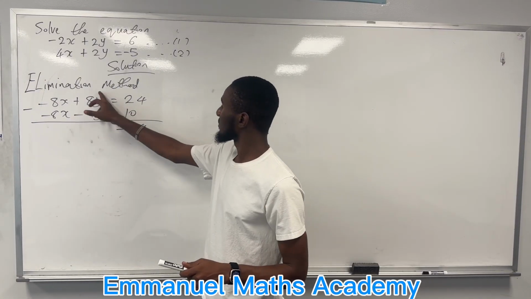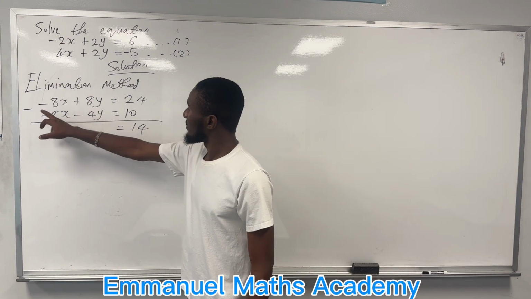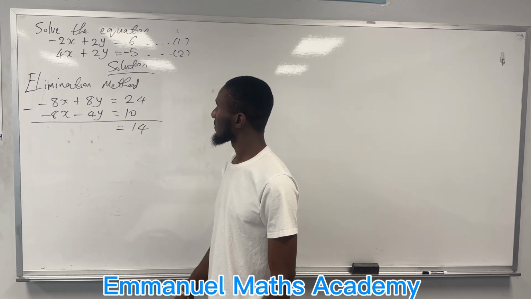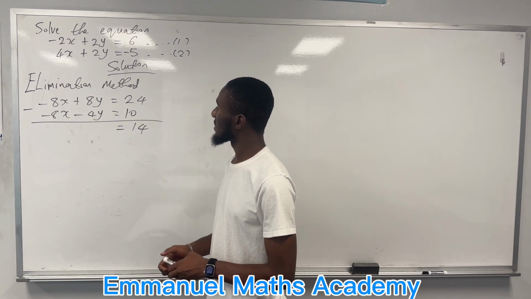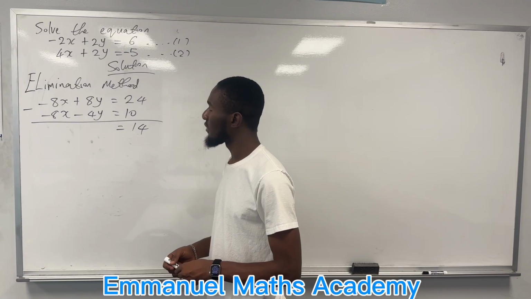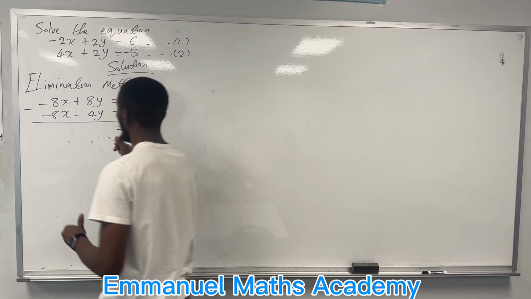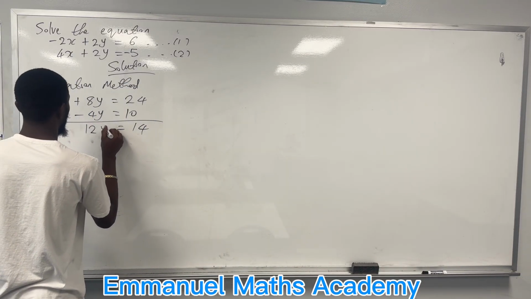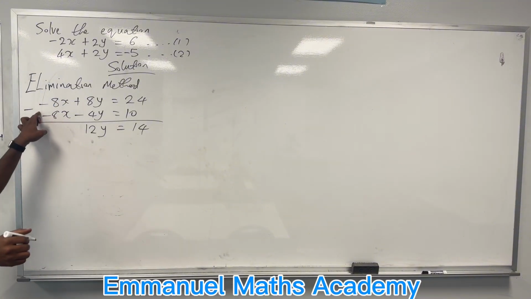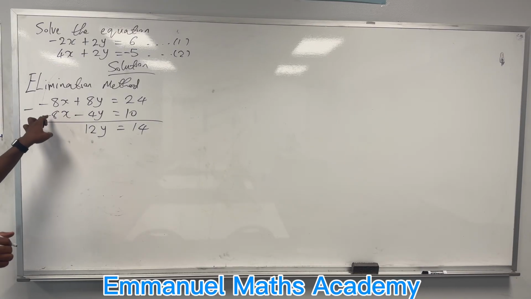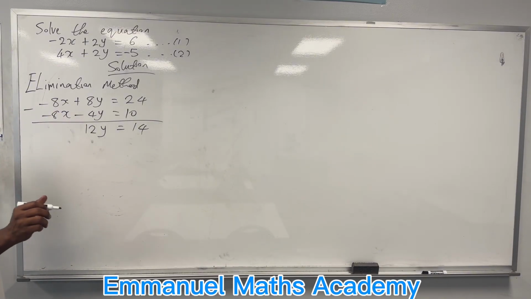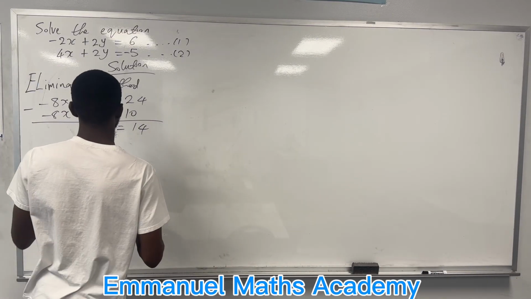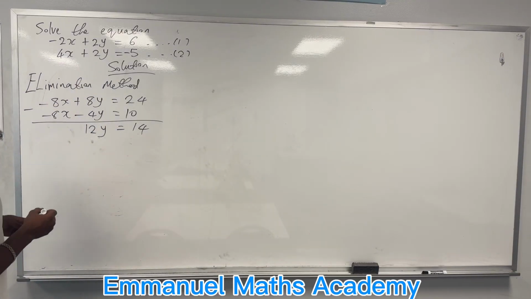What about this? Minus times minus will give you plus. So 8 plus 4 will give you 12, as you have 12y. If you subtract this one, it will give you 0, because minus times minus will give you plus. Hence you have minus 8x plus 8x, which will give you 0. Right? So from here, you now make y the subject.